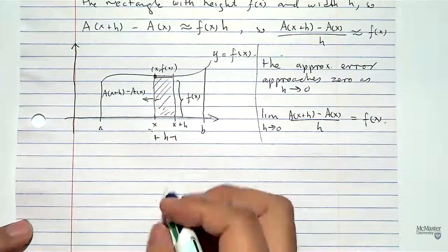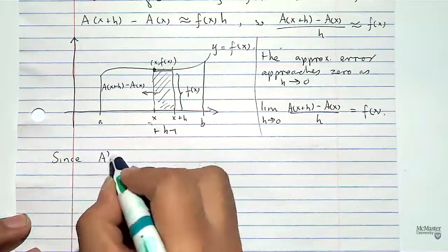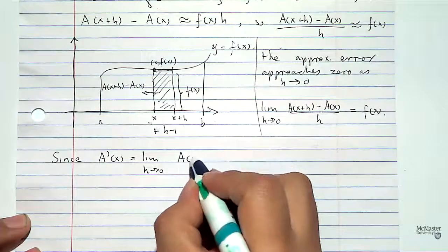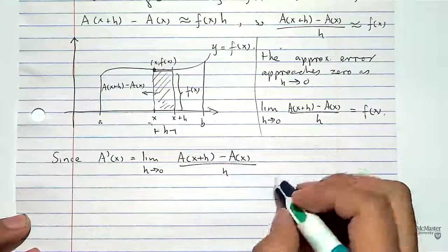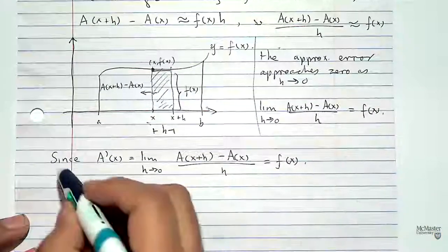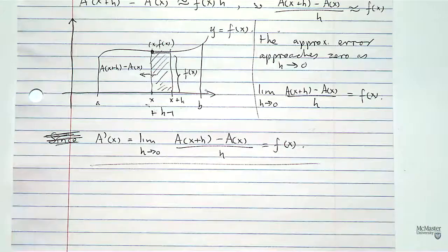So if you think about it, A prime of x is equal to the limit as h approaches 0 of A of x plus h minus A of x divided by h, which was equal to f of x. So this is an intuition of why you get the fundamental theorem. You can also have some intuition in terms of this difference quotient.